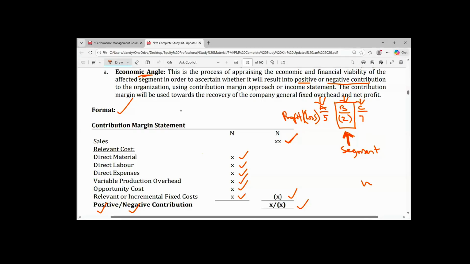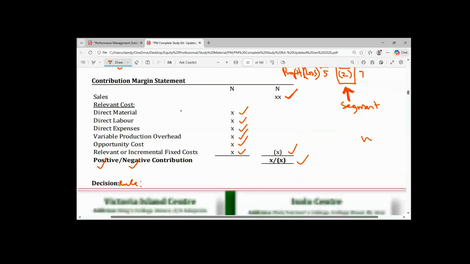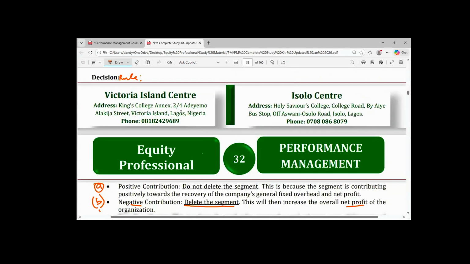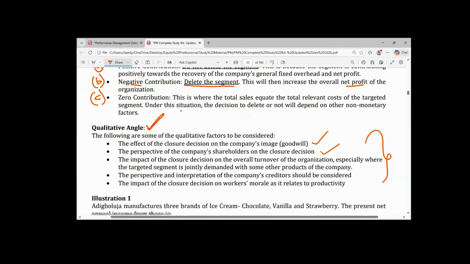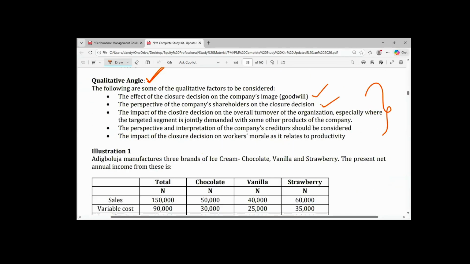So when you have this kind of a situation, how will it impact? Of course, certainly it will impact the company's turnover. Therefore, you want to know the effect of the closure decision on the company's overall turnover, especially where the targeted segment is jointly demanded with the company's other products. Okay, you want to know how that will impact the overall turnover, the revenue of the company.